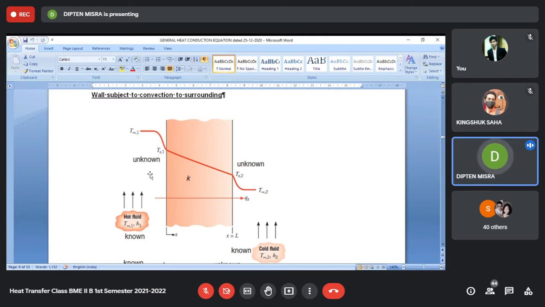Now, for a given situation, we will be able to find out the value of h, and this value of h can vary over a wide range. What is the unit of h? Can somebody tell what will be the unit of h through a dimensional analysis?